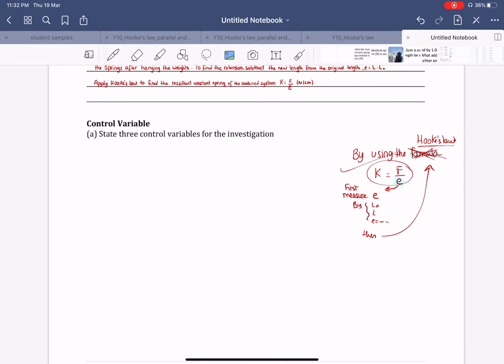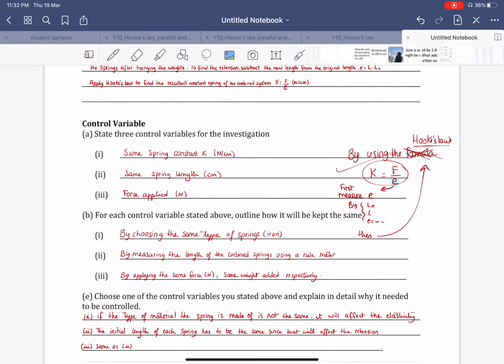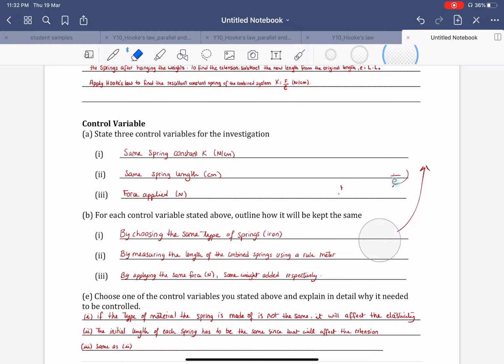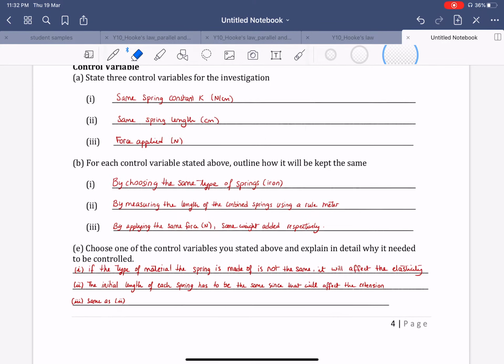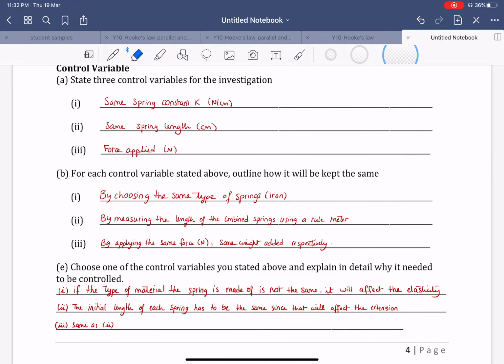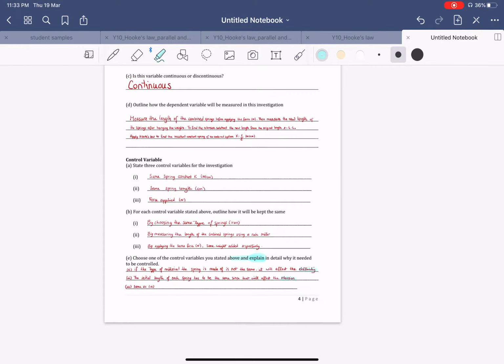Okay, last thing, let me just remove this: the control variables. These are the control variables. I'm not going to go through them. You can pause the video and read them. Okay, the most important thing when I choose one and state it is that you need to explain why it's important. So let's say I chose the first one because it affects the elasticity. If I chose the second one, it's because it affects the extensibility. So you need to say why you're keeping this the same.